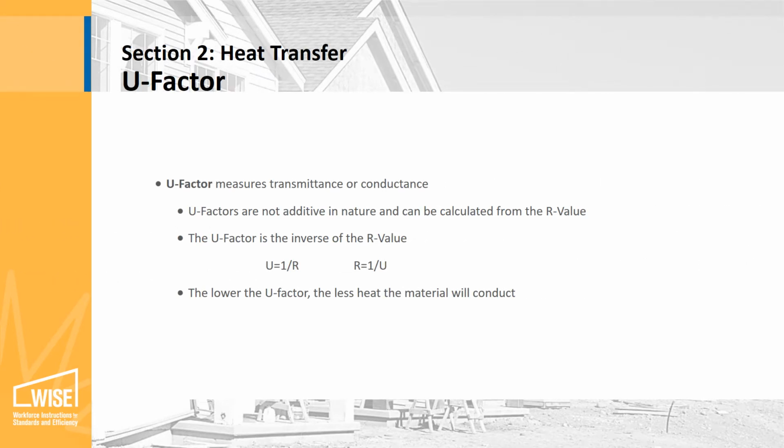Where R value measures the resistance, the U factor measures the transmittance or conductance of the material. The U factor operates in the opposite manner from the R value. With the U factor, the lower the number, the slower the heat transfer, and you cannot add the U factors together to get the total for the assembly. You can convert U factor to R value and vice versa. To find the R value, you will divide 1 by the U factor, and to find the U factor, you will divide 1 by the R value.